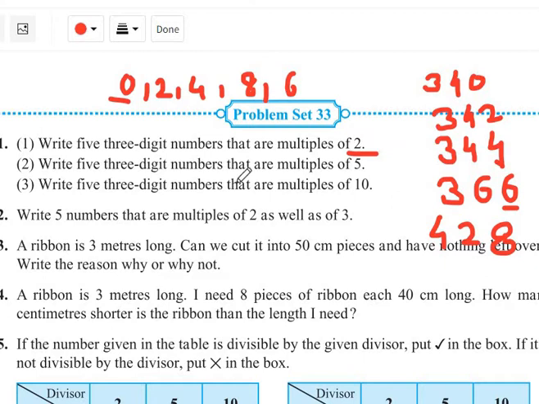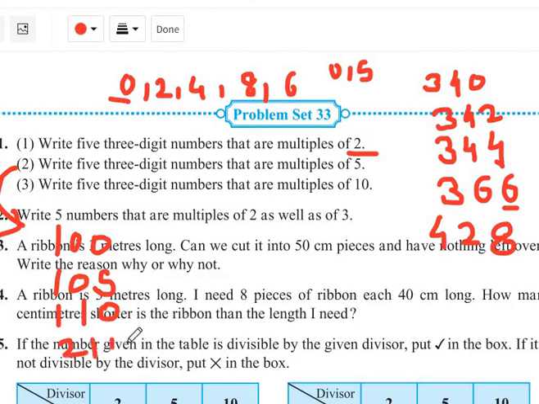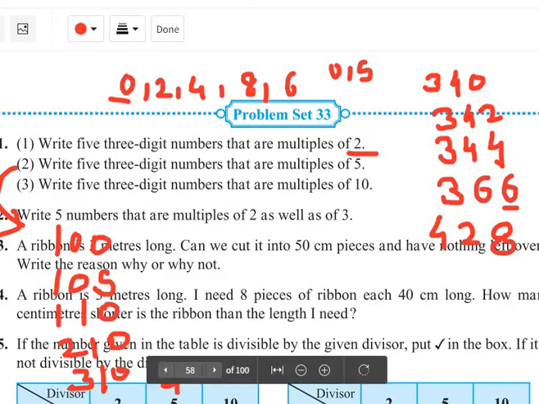Okay. Now see, write 5 3-digit numbers that are multiples of 5. Now multiple of 5: unit place contains 0 or 5. That is a multiple of 5. That means suppose I write 100. 100 is a multiple of 5. Last is 0. Then suppose 105 is also a multiple of 5. 110. Write any number. 210. 310. 410.